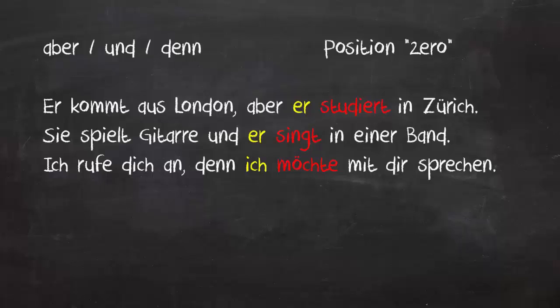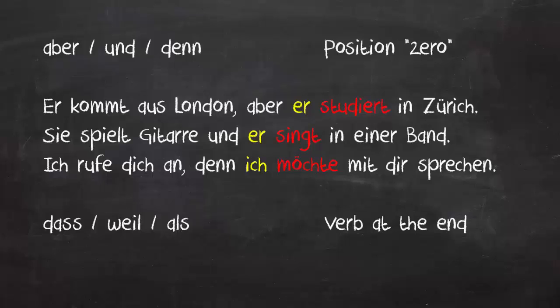Ich rufe dich an, denn ich möchte mit dir sprechen. I'm calling you because I'd like to talk to you. In all three examples, the word order remains first subject, then verb. And last but not least, I'd like to mention that there is another exception. Some words such as dass, that, weil, because, and als, when in the past tense, these words send the verb to the end of the sentence rather than just switching the position with the subject. But that's a topic for another lesson.